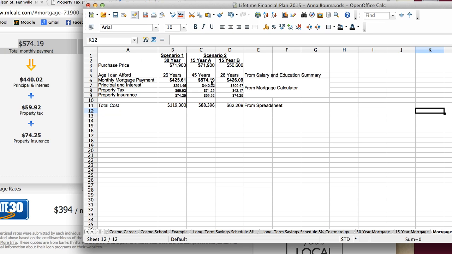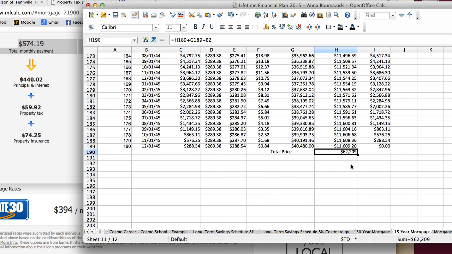So we're going to go ahead and put all of our information in here. Let me check this. Okay, that looks good. And then we're going to go over to our 15-year mortgage here to the bottom, and here's our total price of the home.